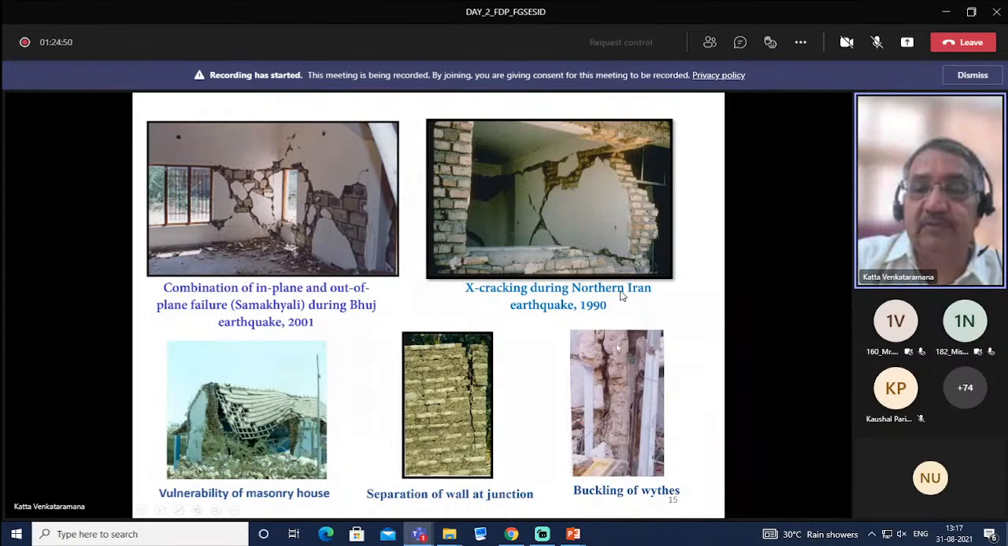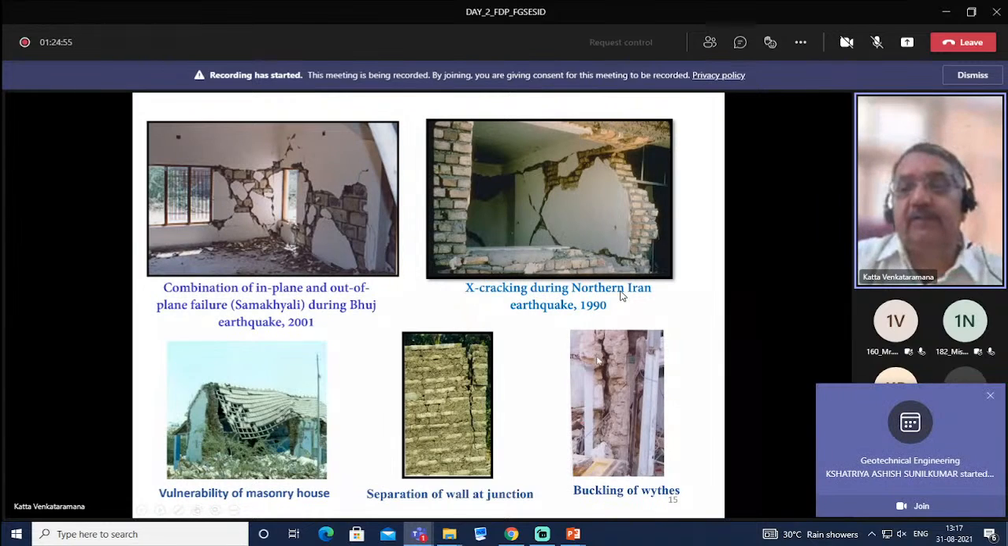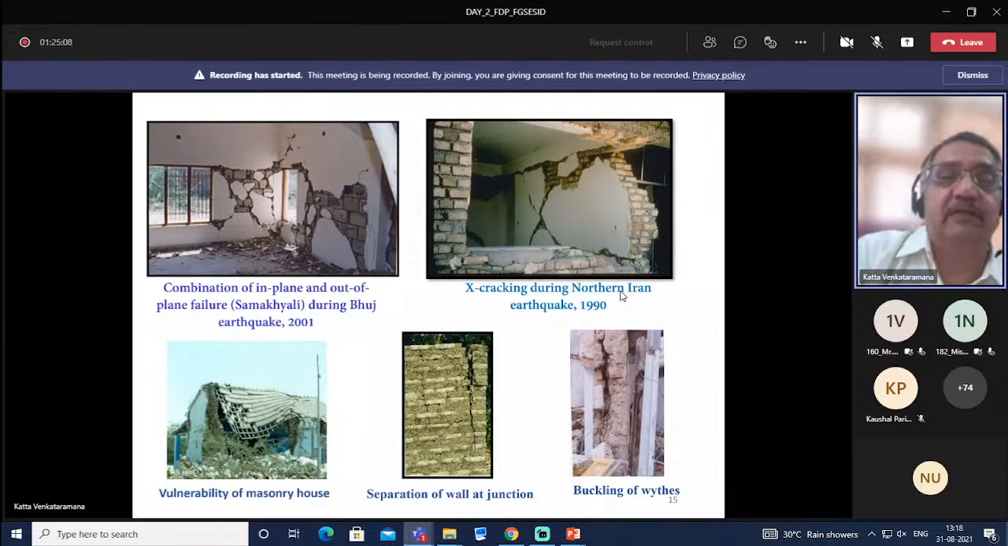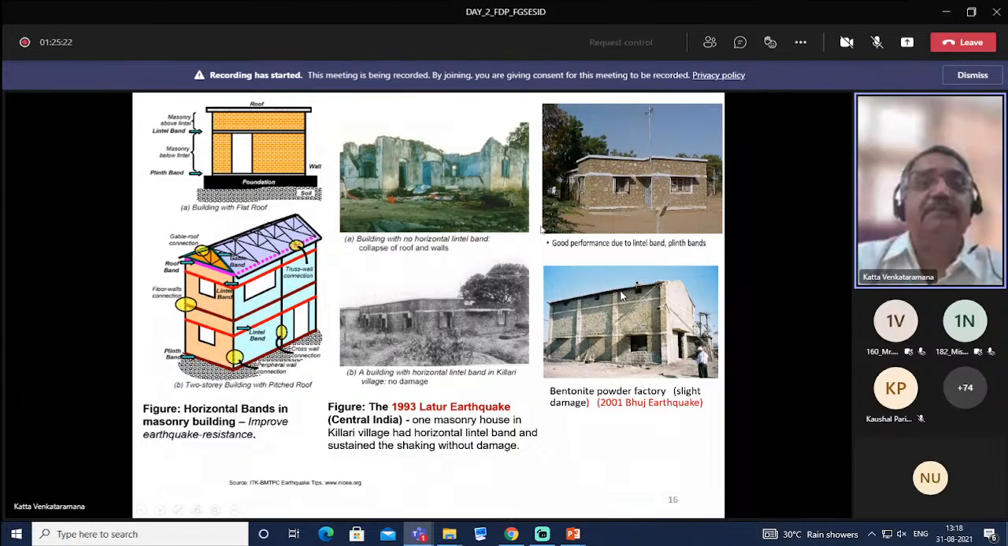Actually, when we construct stone masonry, two layers of these stones are kept. And to increase earthquake resistant features, we are supposed to provide through-stones running through the full width of the wall. If they are not sufficient, we can expect these kinds of failures. And this X cracking is because of the alternate development of tension and compression along the diagonals, and this results in these kinds of walls.